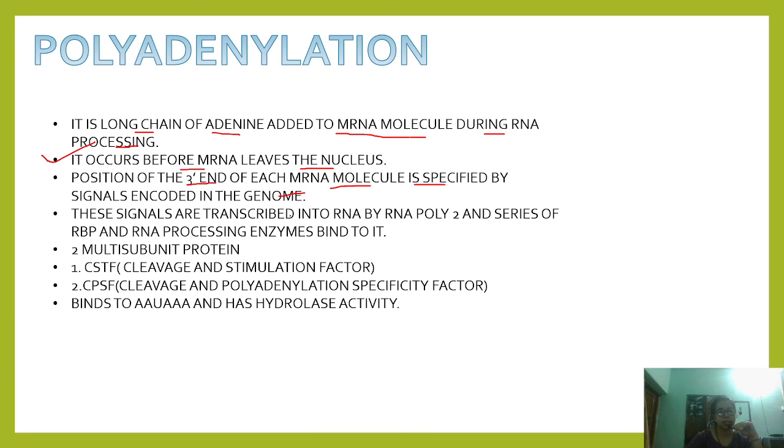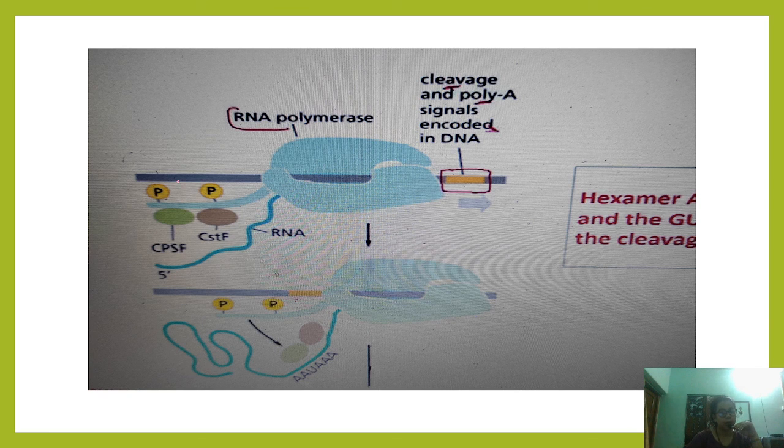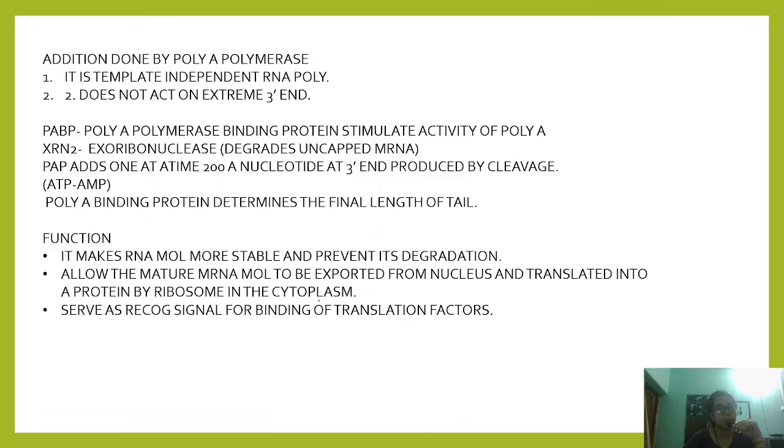These signals are transcribed into RNA by RNA polymerase II, and a series of RBPs, that is RNA binding proteins, and RNA processing enzymes bind to it. You can see in this diagram also that as the RNA is moving and elongation and transcription are taking place, once it comes to this signal where the poly A signals are present, proteins like CPSF and CSTF bind to this sequence, and the polyadenylation process takes place. What are all they? We will be discussing each.